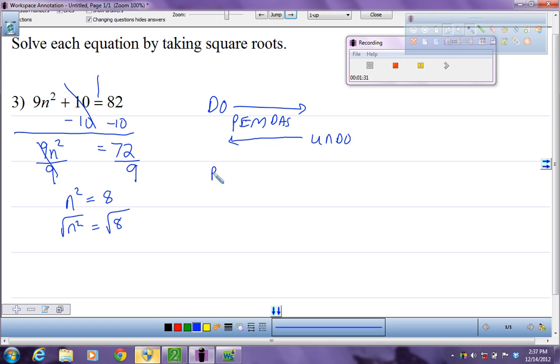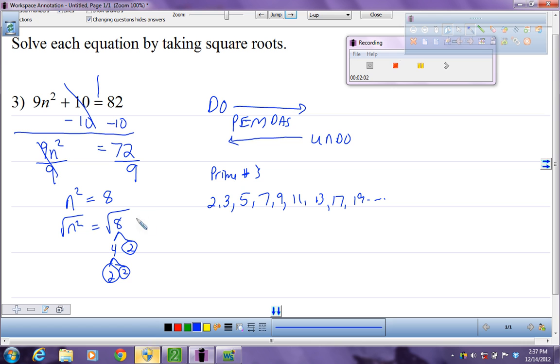And of course, don't forget your prime numbers, very important. So if you're trying to break 8 down into prime numbers, your prime numbers are 2, 3, 5, 7, 11, 13, 17, 19, etc. Okay? So break it down. 4 times 2. Hey, 2 is a prime number. The 4 breaks down to 2 times 2. And again, the 2 is a prime number.